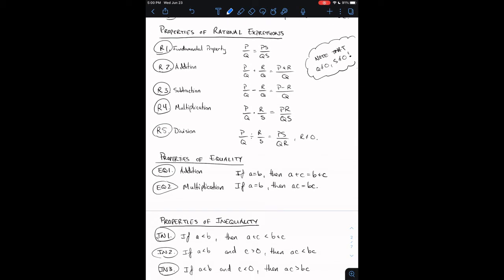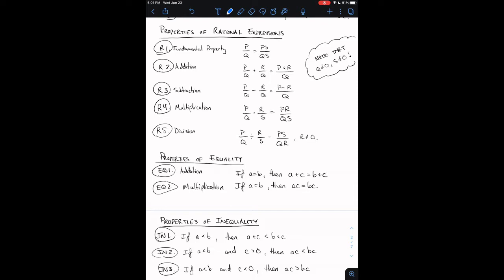The first one is the fundamental property. What this is saying is basically that if you multiply the top and the bottom by the same number, the overall fraction doesn't change. And we use this a lot when we're dealing with rational expressions because this is the same as multiplying by 1, right? So if you multiply a fraction by 2 over 2, something like that, s over s, the thing isn't going to change because you're just multiplying by 1.